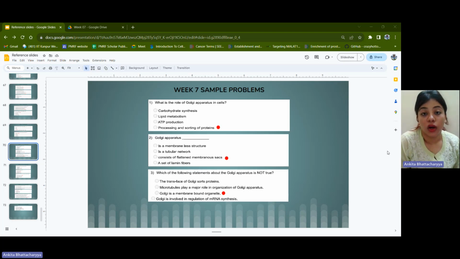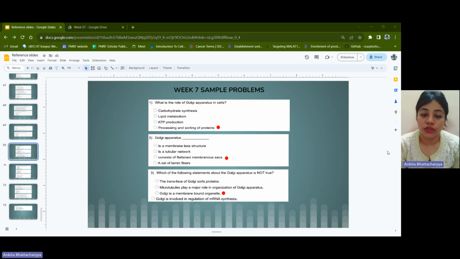Secondly, we are asked whether the Golgi apparatus is a membrane-less structure, a tubular network, consists of flattened membranous sacs, or is a set of lamin fibers. If you remember that parking lot model, they are this stack of flattened membranous sacs that are arranged one on top of the other in that helicoid sort of arrangement. So option C is correct.